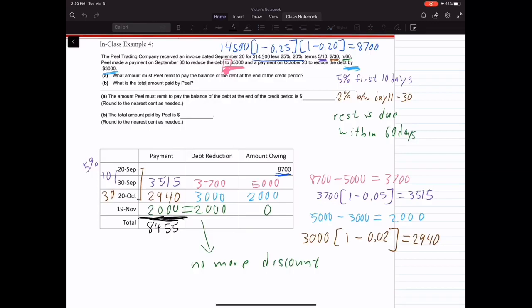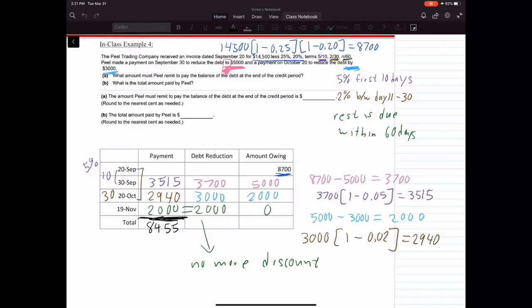So your first step is to create a table with 4 columns. The first column is your date, second column is your payment, third column is your debt reduction, fourth column is your amount owing. Next, we need to find out the actual amount that we owe. So the amount that we owe is the invoice amount less the 2 discounts. So 14,500 times 1 minus 25%, the first discount, times 1 minus 0.2, the second discount, and that gives you the 8,700. So that's what we put down for amount owing on September 20th.